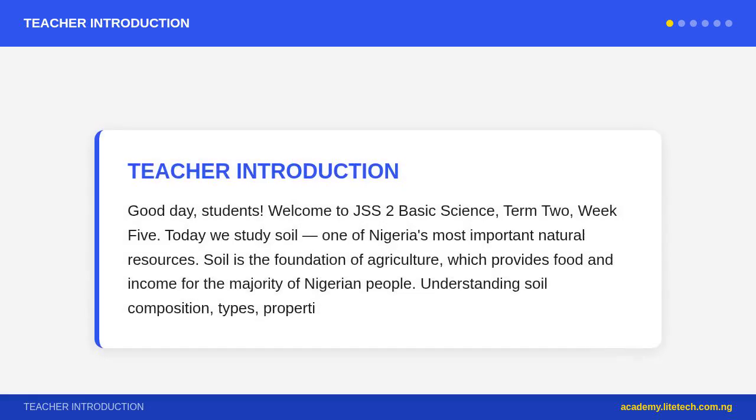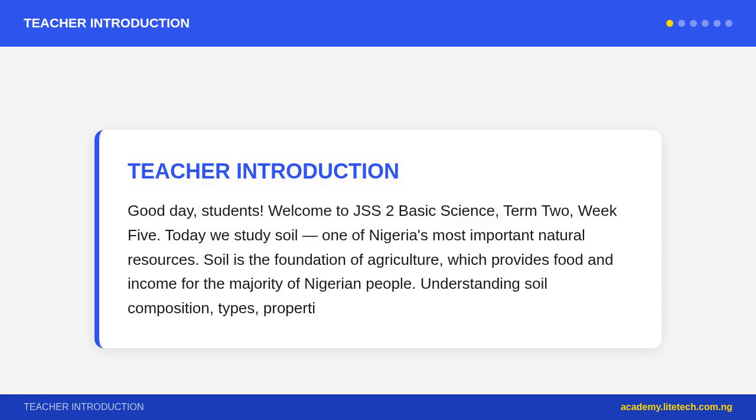Today we study soil, one of Nigeria's most important natural resources. Soil is the foundation of agriculture, which provides food and income for the majority of Nigerian people. Understanding soil composition, types, properties, and how to maintain soil fertility is critical for Nigerian food security.